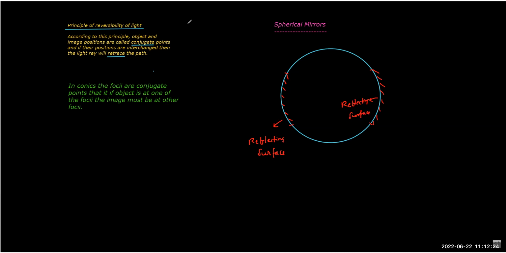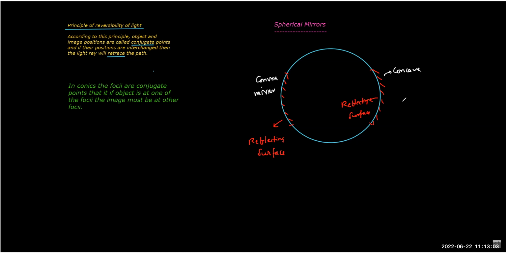If the bulging outside is reflecting, what do we call it? Convex. It's called a convex mirror. And when the reflecting surface is like a cave, what do we call it? Concave. So convex and concave are two nomenclatures, based on which side you polish and which side is the reflecting side.